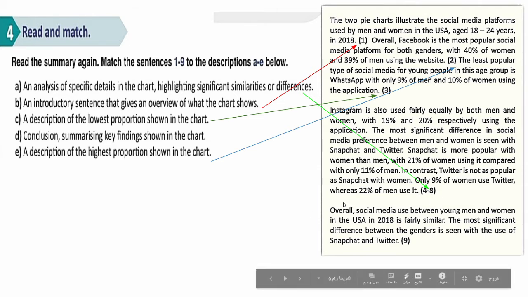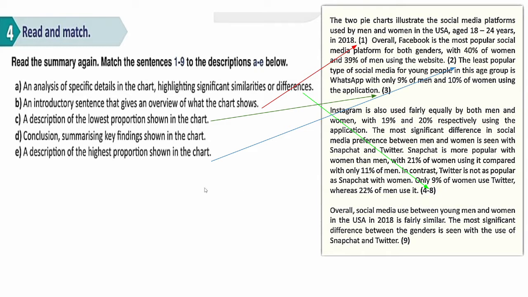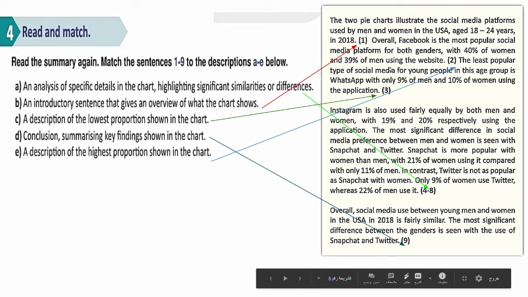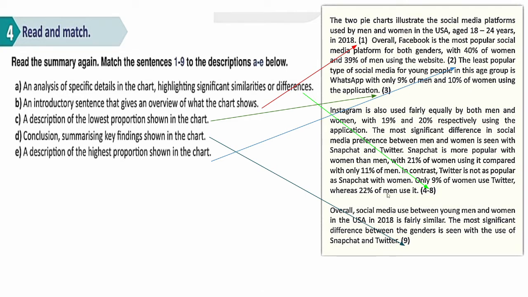Finally, the last sentence, which is the last paragraph, actually is a conclusion. So D matches with number 9. Excellent. Of course, this is how a summary is written and organized. You should be familiar with this structure because later on you are going to be asked to write a summary. So you should be careful about the structures used in this summary. Okay, let's move on now.